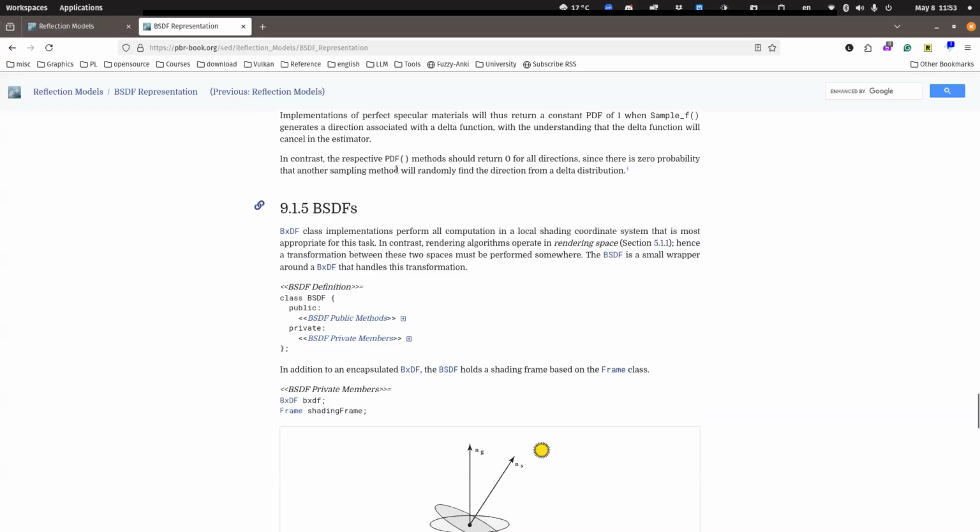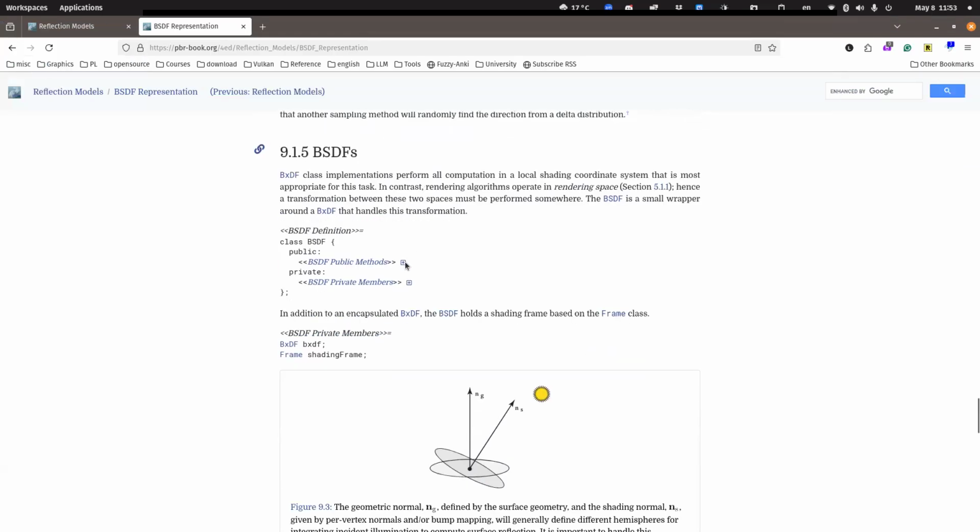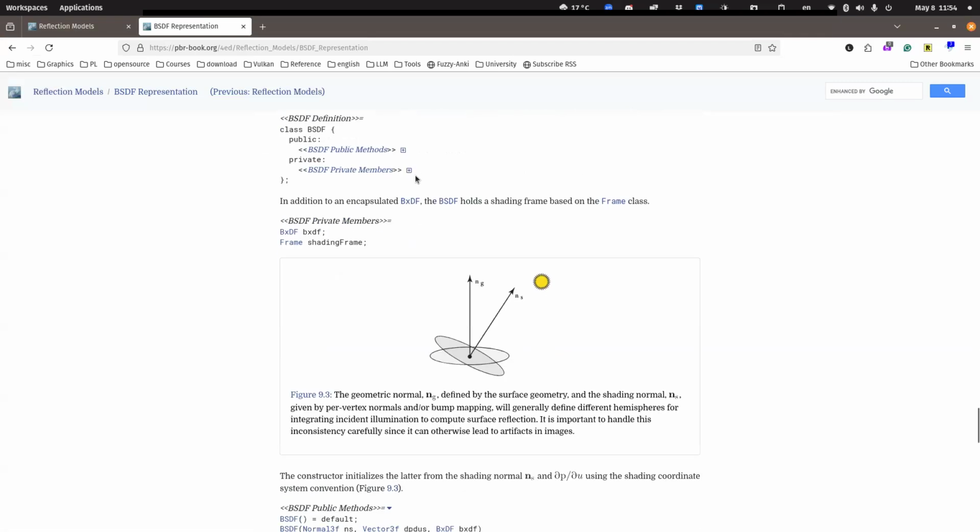BSDF. The BxDF class implementer performs all computation in the local shading coordinate system. That is most appropriate for this task, but the rendering algorithm operates in rendering space, so a transformation between these two spaces must be performed somewhere. And BSDF is a wrapper around BxDF that handles this transformation. So it has a BxDF and also a coordinate frame.